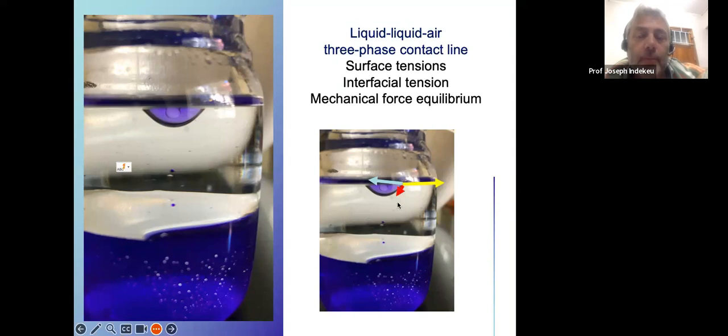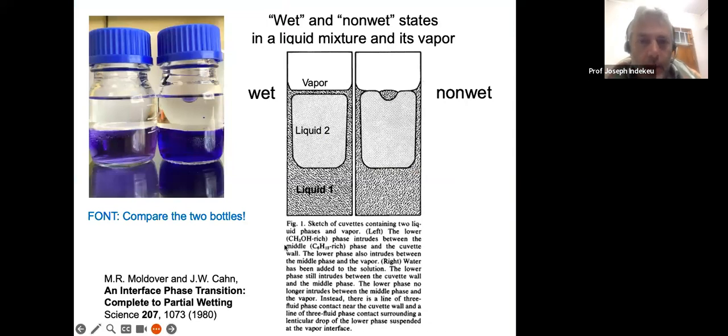And the red one is the force that comes from the interfacial tension between the two liquid phases. And there is some kind of a force balance, a mechanical force balance here, because the contact line is mechanically at rest. And if these forces would not balance, then the contact line would start to move and the droplet would start to deform. So we're interested now in this balance of forces, and we're going to study this balance of forces in some more detail.